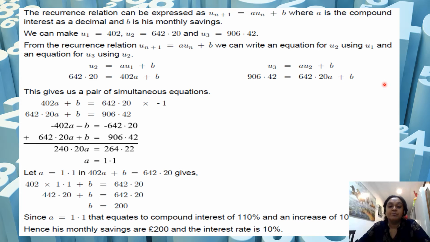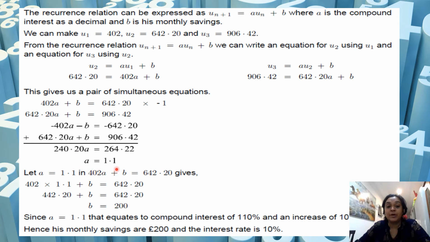So we get two equations. U2 is aU1 plus b, and U3 is aU2 plus b. You put in the relevant information and you get two linear equations. In order to solve these two linear equations, we will solve them as a pair of simultaneous equations, as you can see over here. Finally you will be able to solve either a or b first. In this case, I chose to solve a.